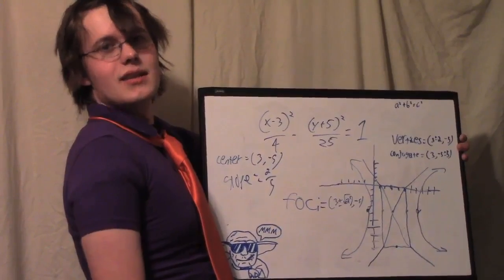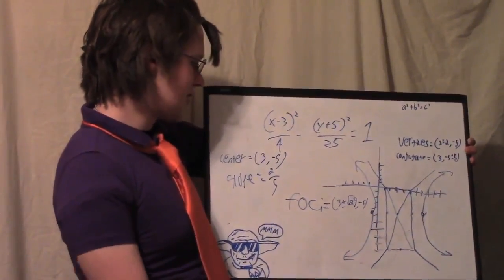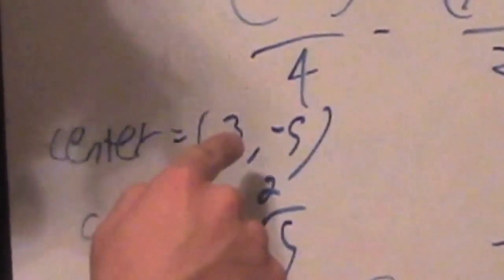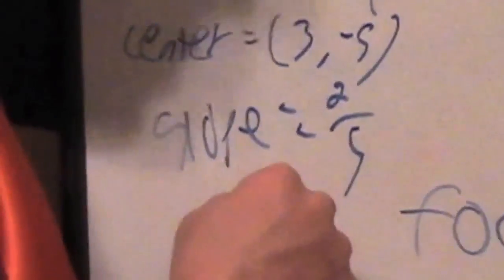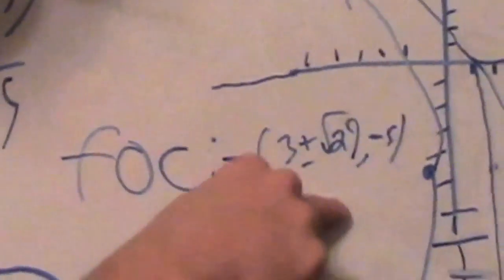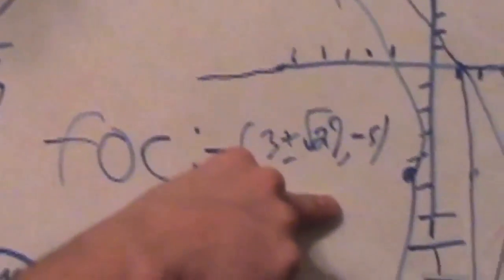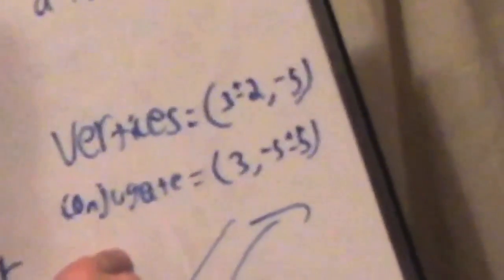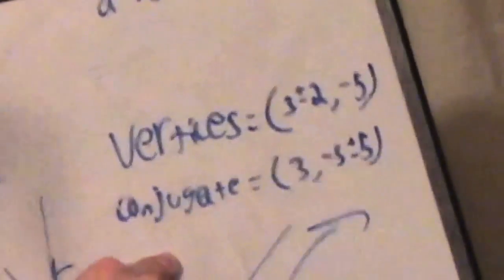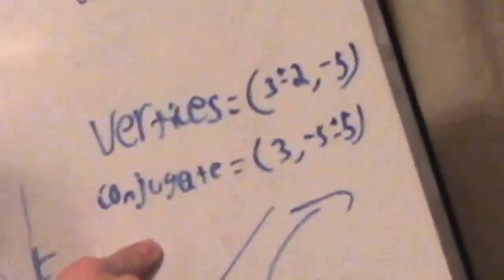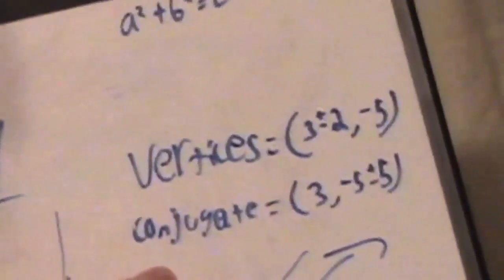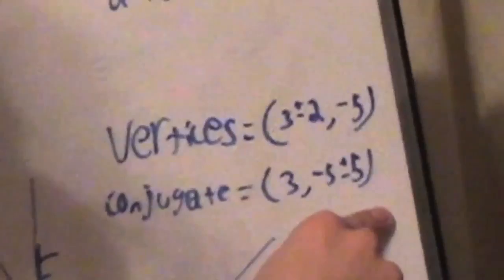As you can see here, we have a center of (3, -5), a slope of 2 over 5. Our foci would be 3 plus or minus the square root of 29, comma, -5. Our vertices, 3 plus or minus 2, comma, -3. Our conjugate axis, 3, comma, -5 plus or minus 5.